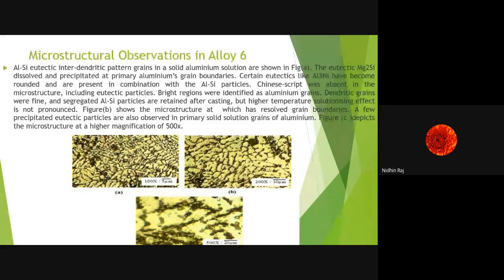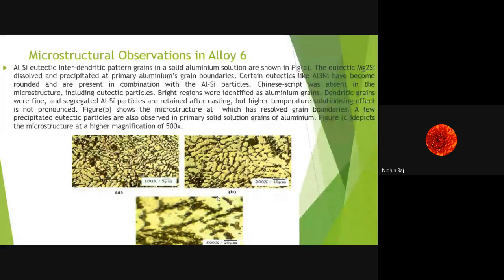Now bright regions were identified as aluminum grains, and dendritic grains were fine, and segmented aluminum silicon particles are retained after casting. But higher temperature solutionizing effect is not pronounced here actually. Now figure B shows the microstructure at 200x, and which has resolved grain boundaries. Now a few precipitated eutectic particles are also observed in primary solid solution grains of aluminum.